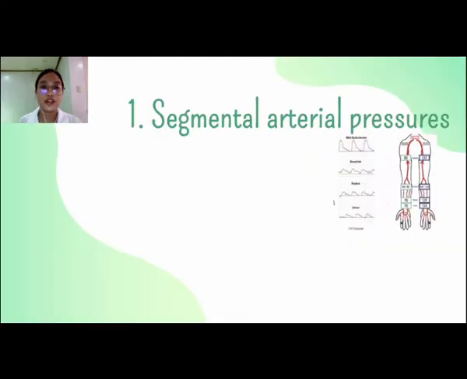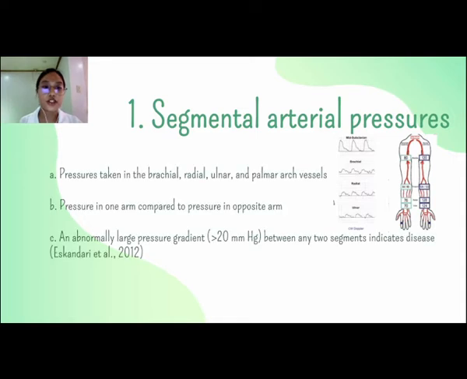Okay, so now let us proceed to the non-invasive vascular laboratory studies. In here is the segmental arterial pressures. So in this examination, the pressures are taken in the brachial, radial, ulnar, and palmar arc vessels. So the pressures in one arm are compared to the pressures in the opposite arm. So an abnormally large pressure gradient is greater than 20 mmHg between any two segments, and this will indicate the disease.